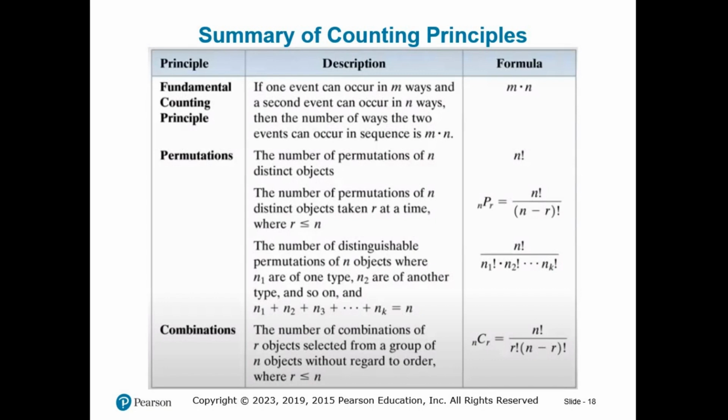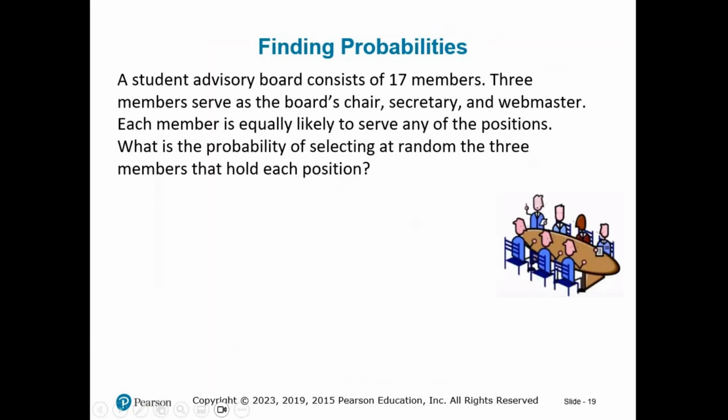Okay, let's pull it all together and do a few problems that use these new principles within probability problems. A student advisory board consists of 17 members. 3 members serve as the board's chair, secretary, and webmaster. Each member is equally likely to serve any of the positions. What is the probability of selecting at random the 3 members that hold each position?